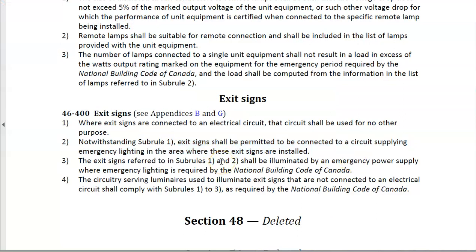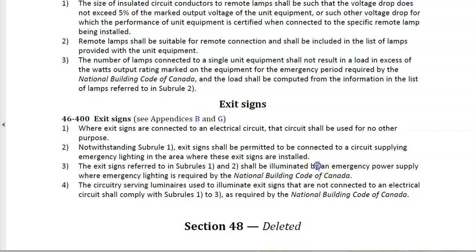Exit signs referred to in subrules 1 and 2 shall be illuminated by an emergency power supply where emergency lighting is required by the National Building Code of Canada. So exit signs do not need to be self-illuminated unless they're inside of a building that requires illumination. It's rare that you're going to find anything that's not, but this means that not every single one of them will actually require that.